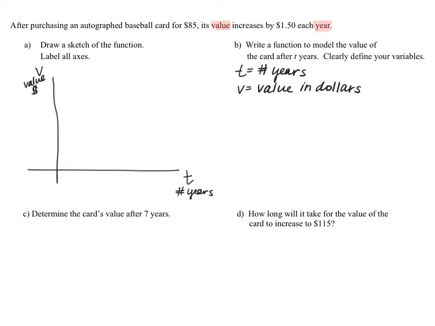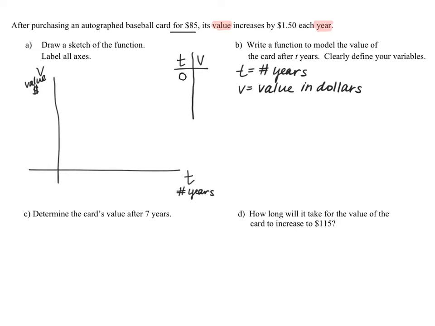I'm also going to use a table because a table is a great way to organize the information that you've been given. So that's another good problem-solving strategy. It says that the card was purchased for $85. So that means at time 0, which is when I initially bought the card, its value is $85. And then the value is increasing, so it's going up by $1.50 each year I own the card.